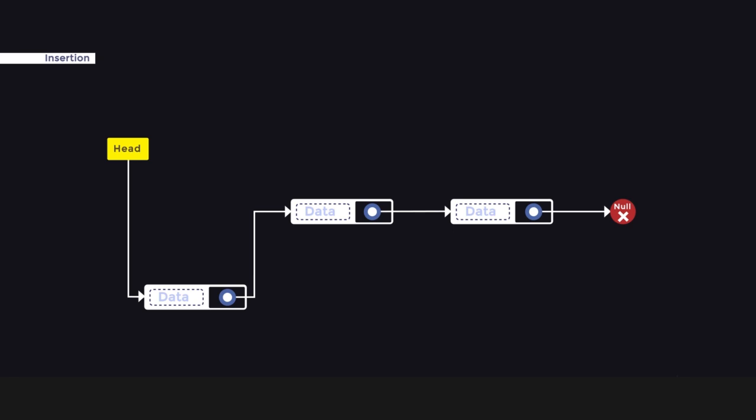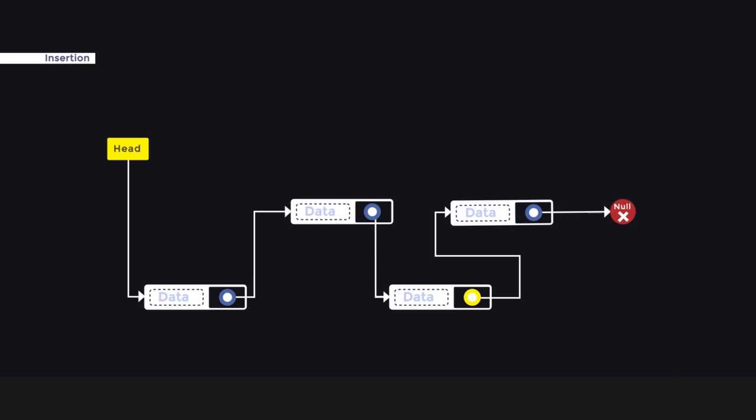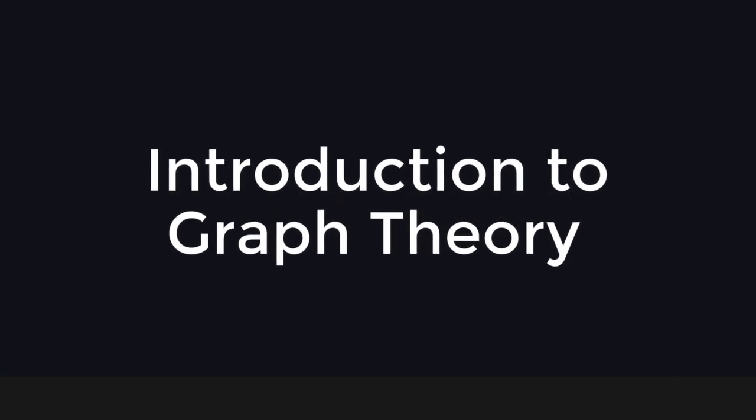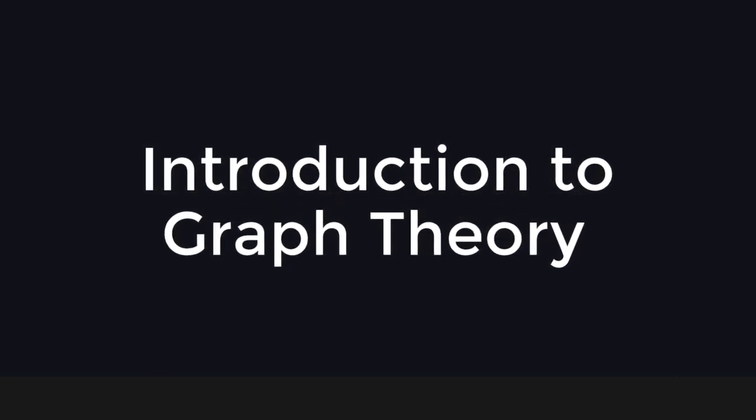Let's see another example. Again, allocate memory to store the node, then change the pointer of its previous node to indicate the new node and change the pointer of the new node to the next item in the list.